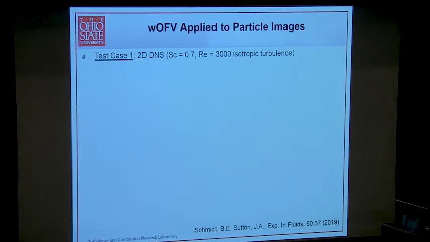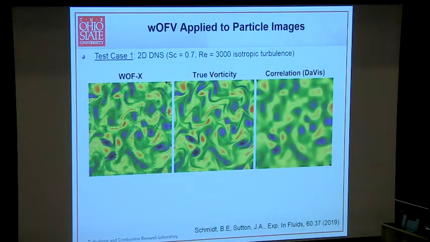Okay? Now, one of the best ways to look at this is in terms of the vorticity field. Okay? True vorticity, correlation, again, this is at 75% overlap, the really aggressive low-pass filtering, and again, the optical flow methodology.